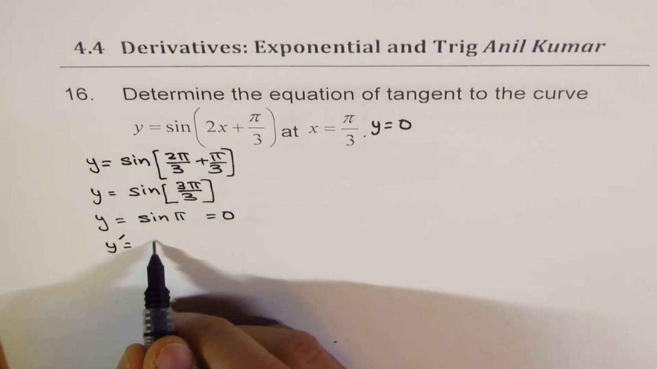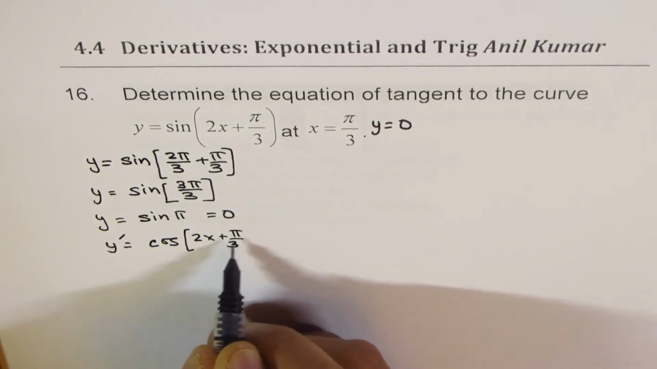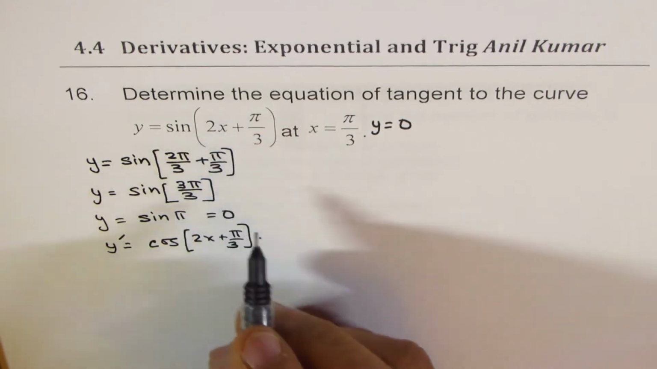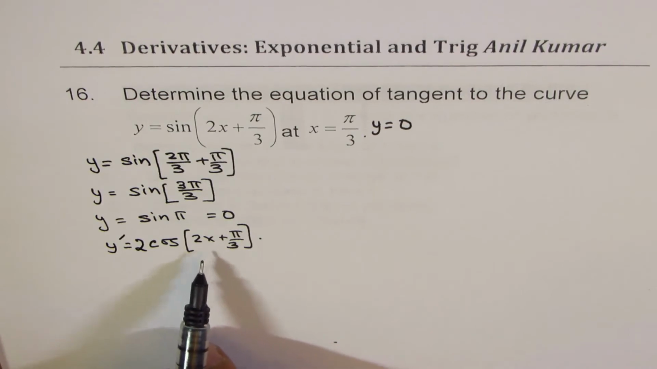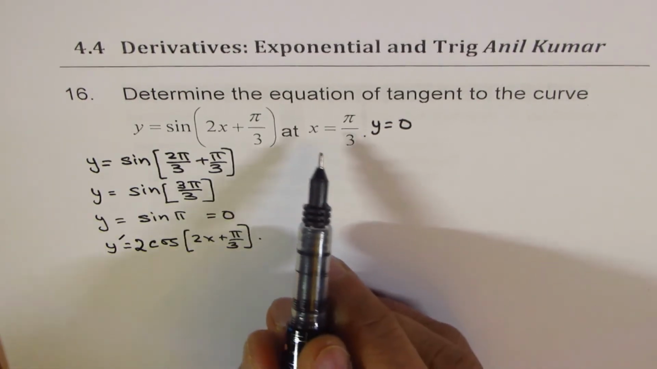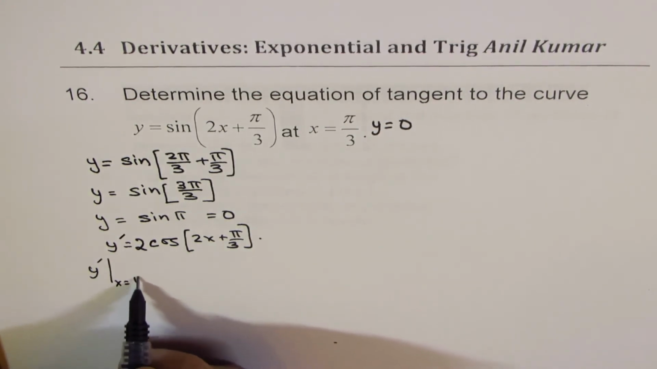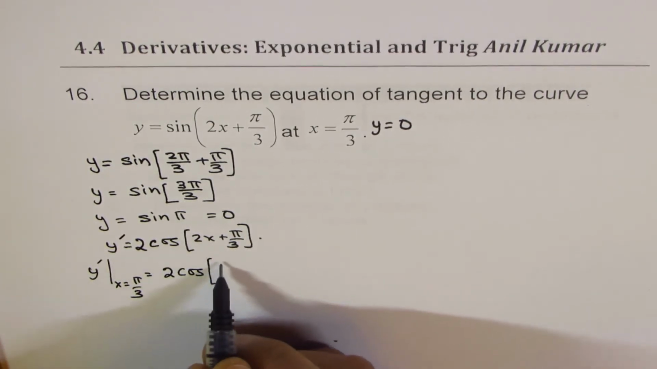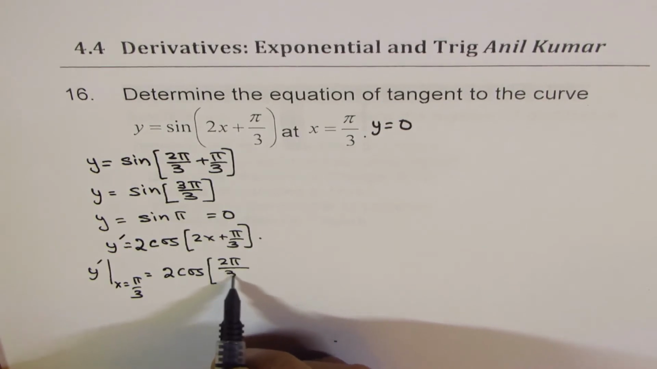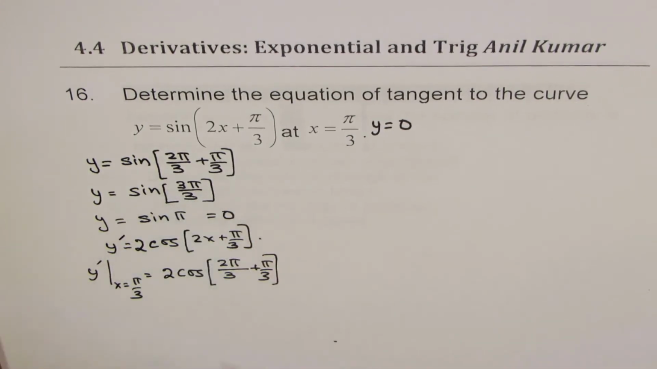The first derivative of this function will be cos of 2x plus pi by 3 times the derivative of the inside function, which is 2. Let me write here 2. So that becomes the derivative. Now the derivative at x equals pi by 3 is what? It is 2 times cos of 2 pi by 3 plus pi by 3, which is pi, as we saw. Cos of pi is minus 1, right?